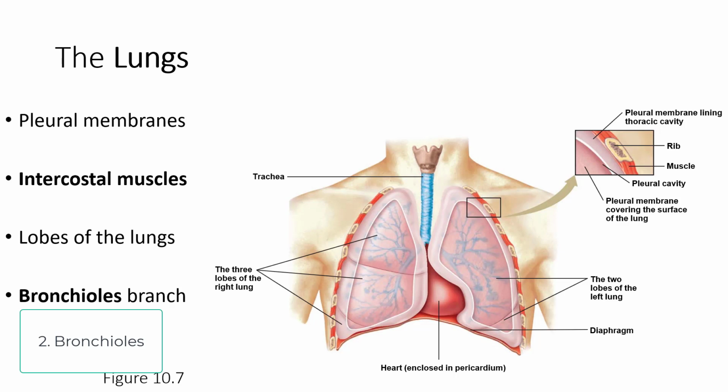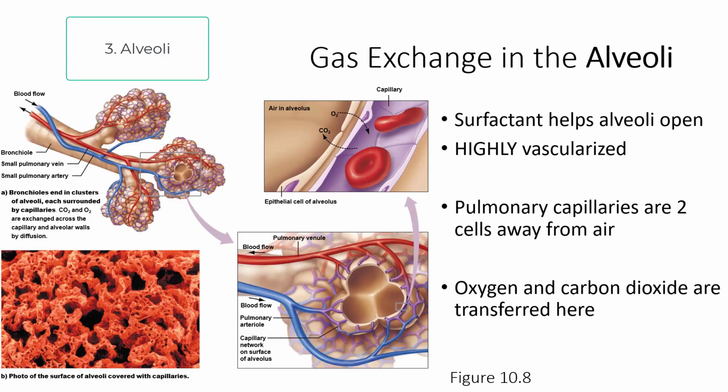So they branch down and branch smaller and smaller, kind of like large roads going into small roads, going into basically little cul-de-sacs. And at the end of these cul-de-sacs are these alveoli. And the alveoli are these air sacs, and air will fill in the alveolus. And it has a very thin membrane between the alveolar air and the capillaries.